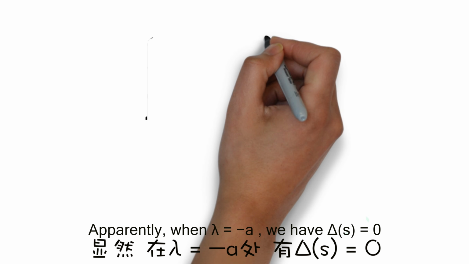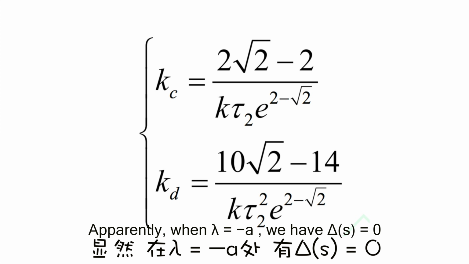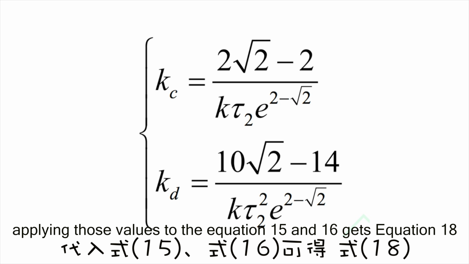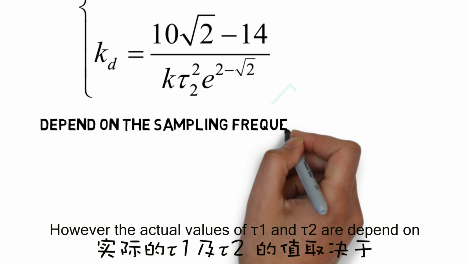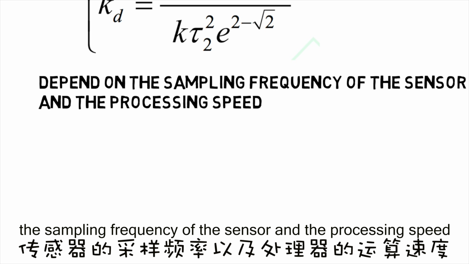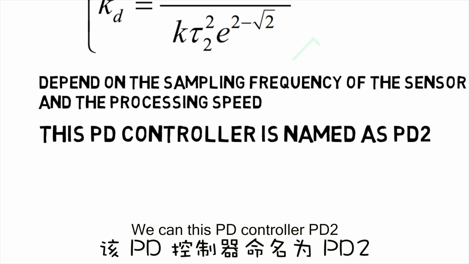Apparently, when lambda equals minus a, we have delta s equal to 0. The first and second derivative of delta s are 0. Applying those values to equations 15 and 16 gets equation 18. However, the actual values of TAF1 and TAF2 depend on the sampling frequency of the sensor and the processing speed. They can be measured experimentally. We call this PD controller PD2.